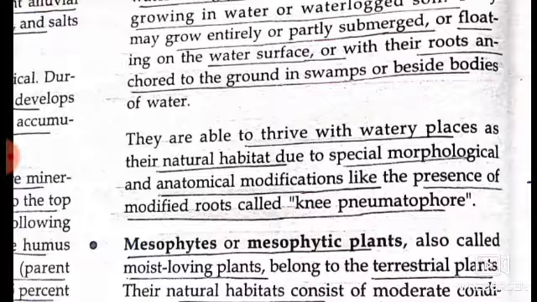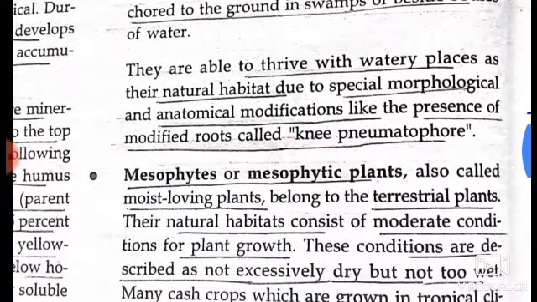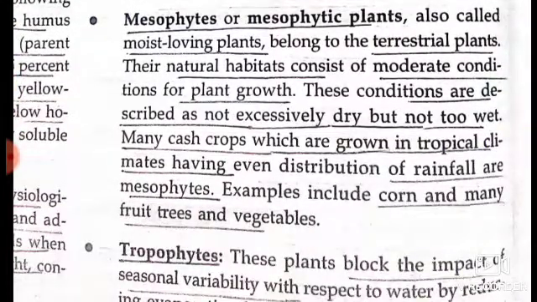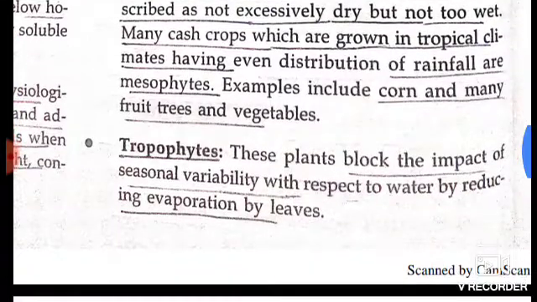Mesophytes. Next, mesophytes or mesophytic plants are called moisture loving plants, belonging to terrestrial plants. Their natural habitats consist of moderate conditions for plant growth. These conditions are described as not excessively dry but not too wet. Many cash crops which are grown in tropical climates having even distribution of rainfall are mesophytes. Examples include corn and many fruit trees and vegetation.